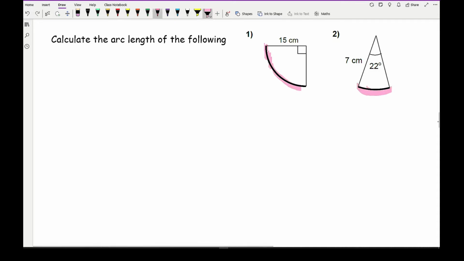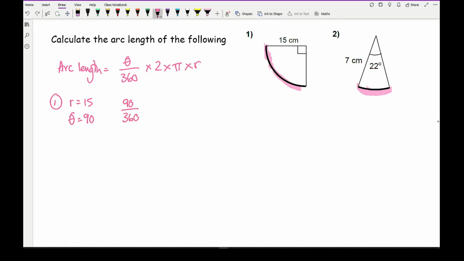So to work out what that length is, for question 1, again working out the formula, the arc length is equal to theta over 360 multiplied by 2 times pi times r. So working this out for question 1, I know that r equals 15 and theta equals 90. So all I'm going to do is substitute those numbers in. So I've got 90 over 360 multiplied by 2 times pi times 15.